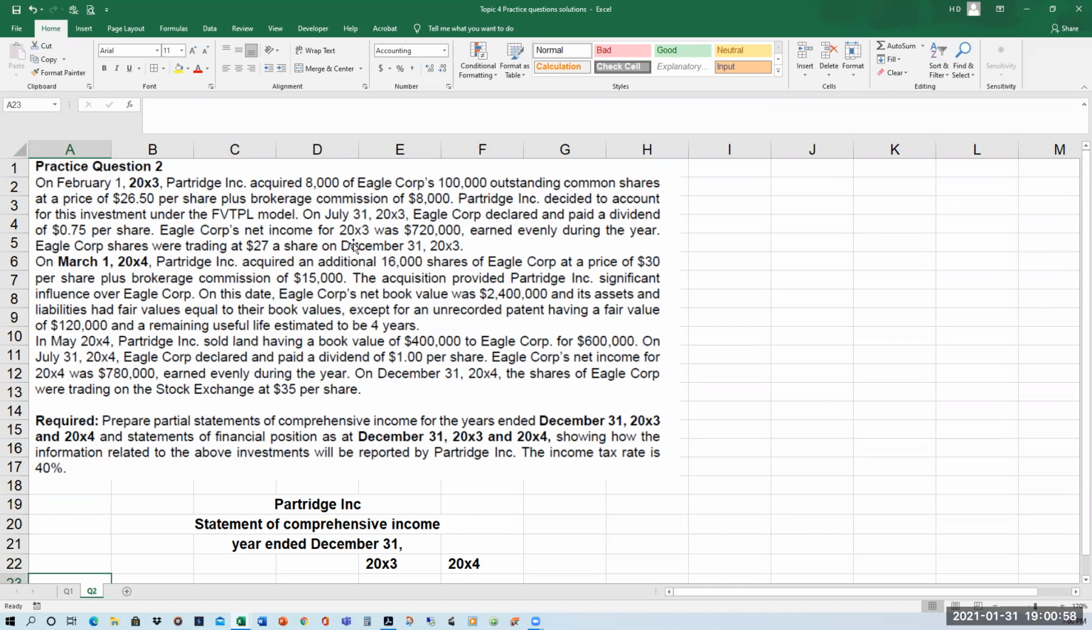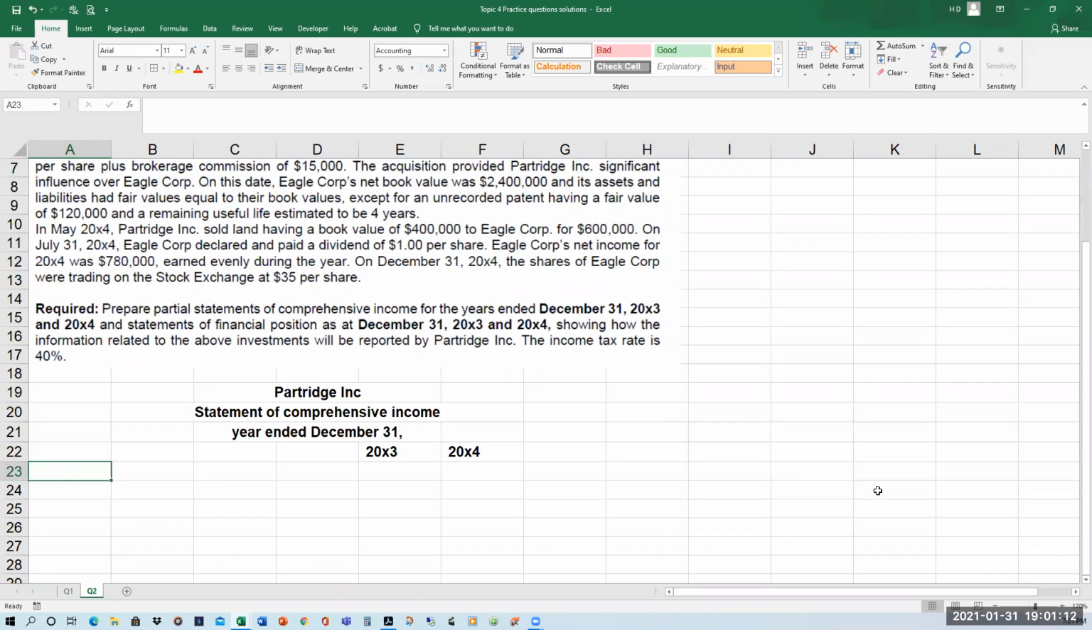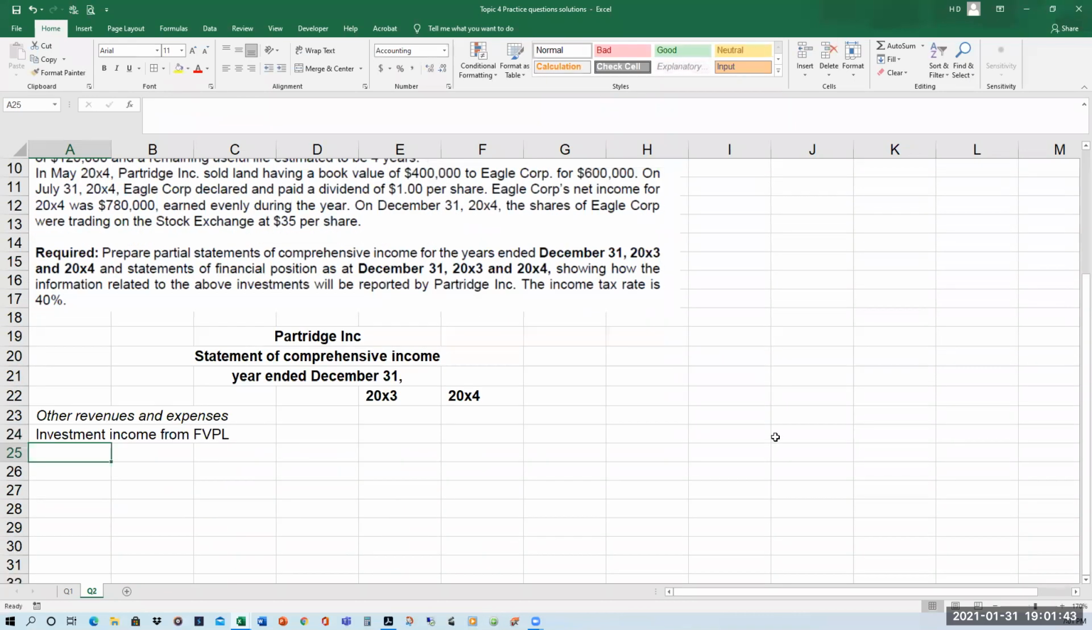And many companies, in order to be efficient with their reporting, will just collect all of those numbers into one account, one line called investment income from FVPL. So that's what I'm going to do for the statement of comprehensive income for the year 2003, basically under other revenues and expenses. We will have a line for investment income from FVPL. In 2004, since the status changed to significant influence, we will be reporting investment income, but this time around from associates.